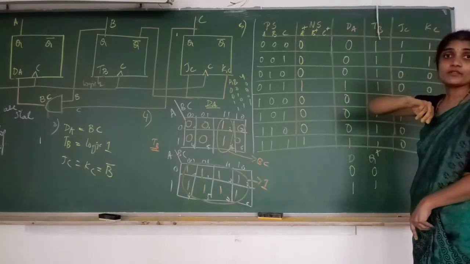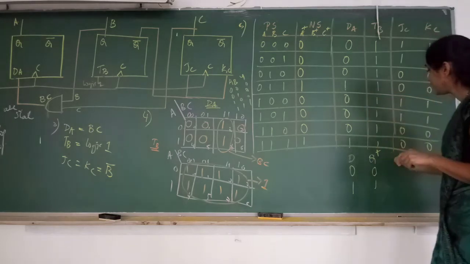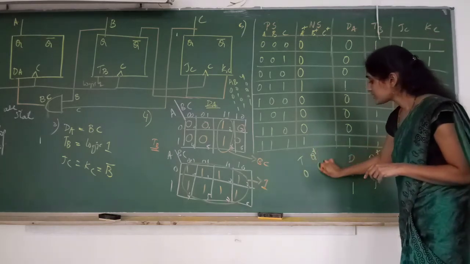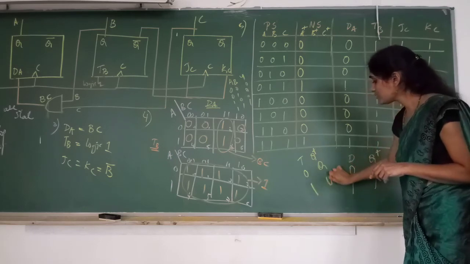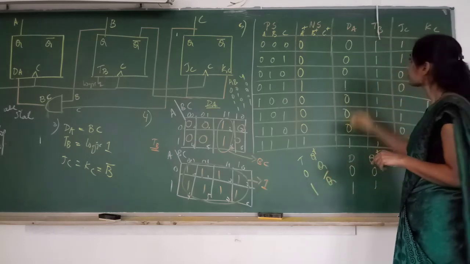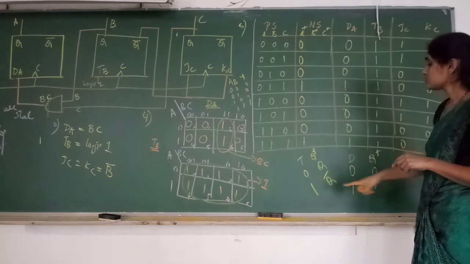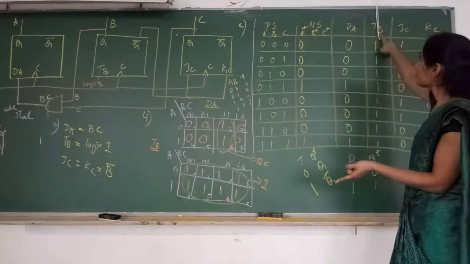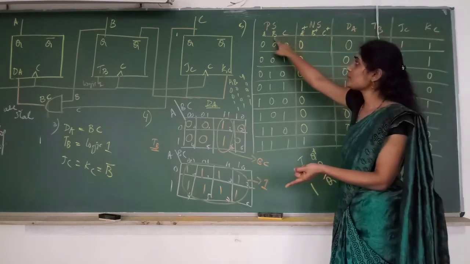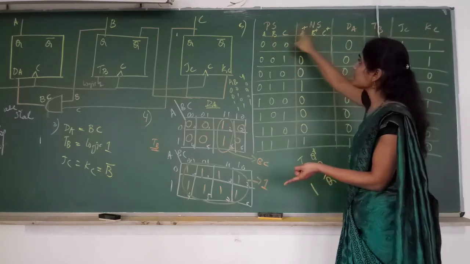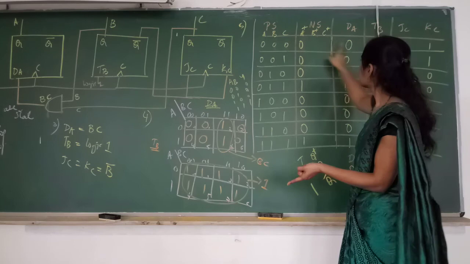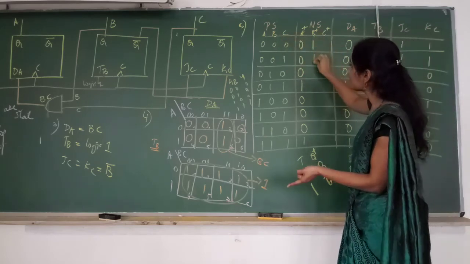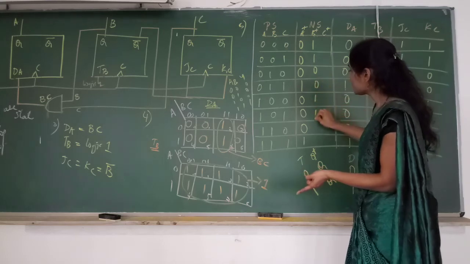Second flip-flop is what flip-flop? T flip-flop. T flip-flop function table. If T is 0, same as previous state. If T is 1, complement of previous state. Here T is 1 for all. Second flip-flop is B, and this is the previous state. So B plus will be the complement of the previous state: 1, 1, 0, 0, 1, 1, 0, 0.